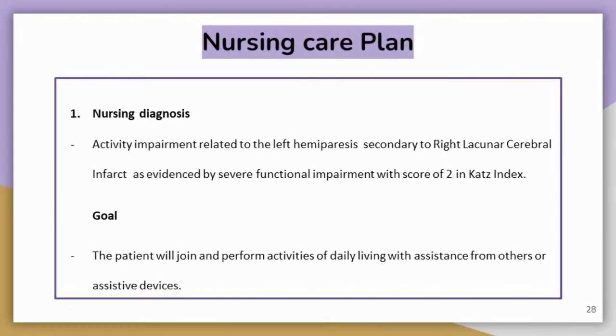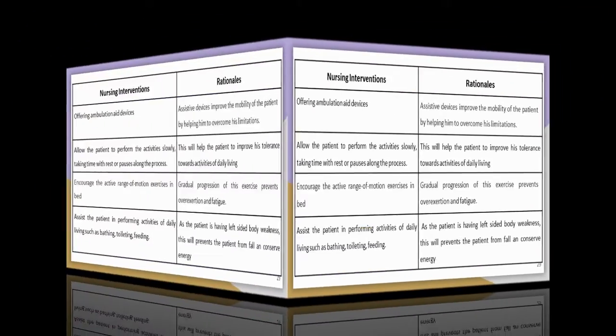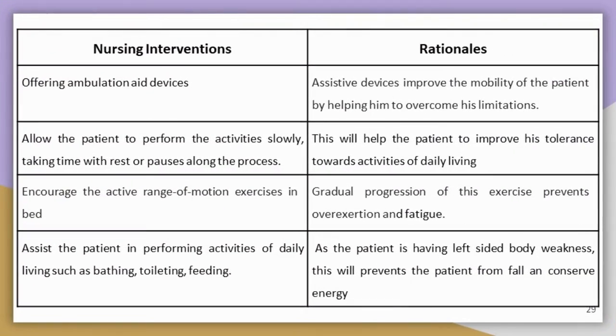For the nursing care plan, the first nursing diagnosis is activity impairment related to the left hemiparesis secondary to right lacunar cerebral infarct, as evident by severe functional impairment with a score of 2 in the Katz index. So the goal is the patient will join and perform activities of daily living with assistance from others or assistive devices. Our nursing intervention is first offering ambulation aid devices.